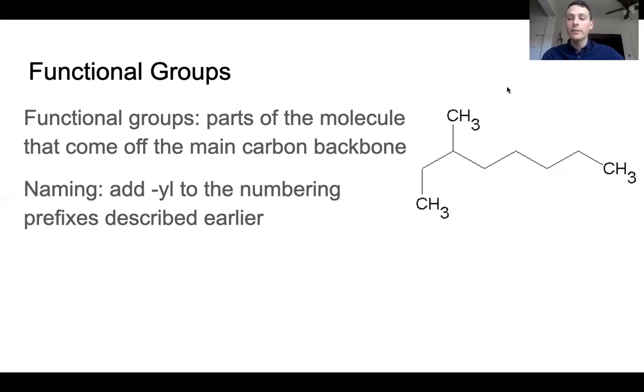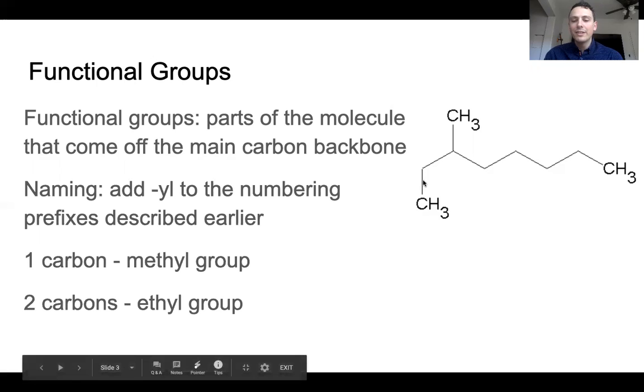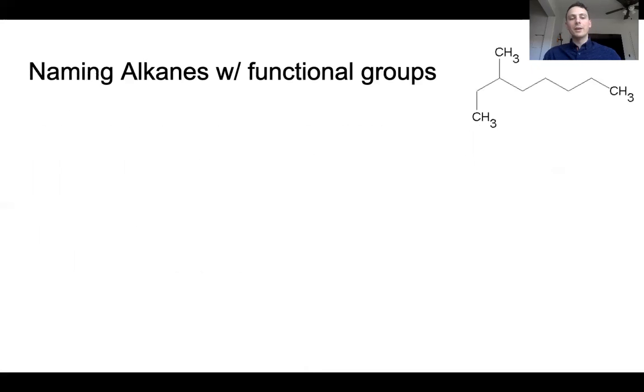If we had two carbons, if you recall, eth was our prefix for two, it would be an ethyl group. Three is prop, so it would be a propyl group. So we just add this YL at the end of the prefix that we use for the number of carbons. One carbon is a methyl group, two carbons is an ethyl group. How we would name this here is we take the longest possible chain and then we tack on the methyl group here. I'll show you the steps in just a moment.